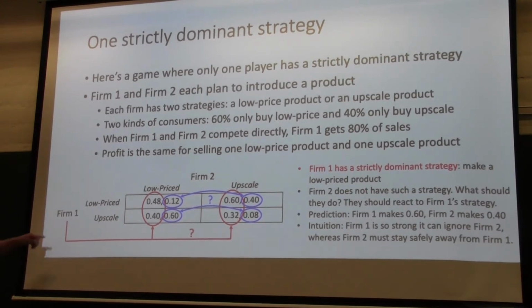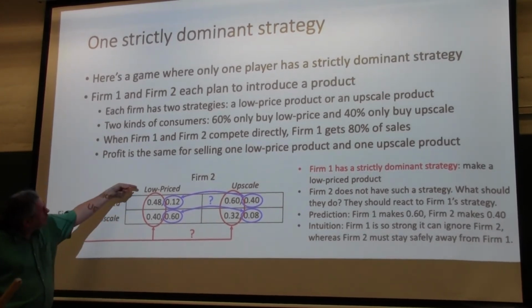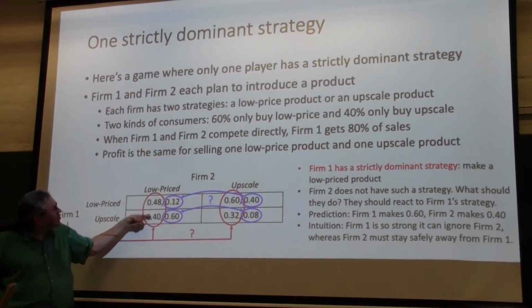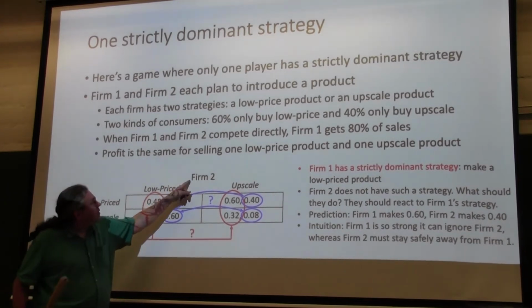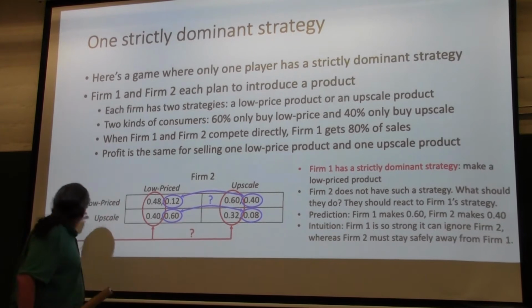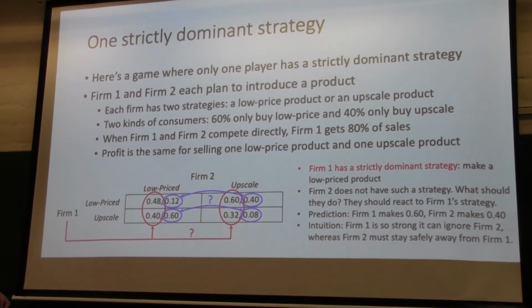Now we can look at the strategies in order to see what firm 1 will do. For firm 1, we look at the red lines. So if firm 2 does low price, then firm 1 should do low price to get higher. If firm 2 does upscale, firm 1 should also do low price. So firm 1 should always do low price. That is their strictly dominant strategy. But what about firm 2? Firm 2 does not have a dominant strategy.